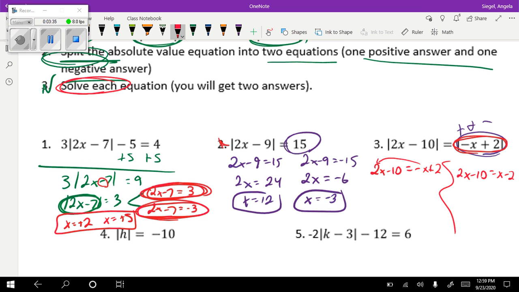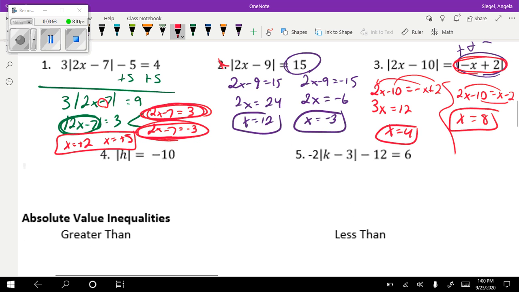I'm going to move this x over here. 3x equals, I'm going to do that 10 over, 12. x equals 4. And I'm going to do the same thing: move the x, 1x, move the 10 over, and I get 8. So don't let that scare you. It's not too difficult.